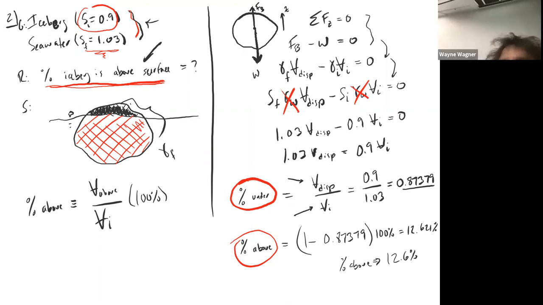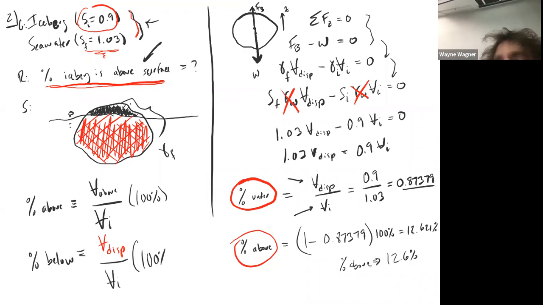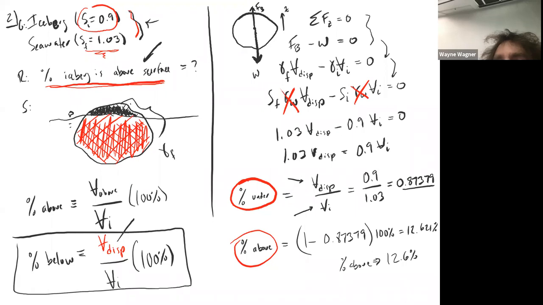But I do know that the percent below is defined as this bit right here, which we call the volume displaced. It could just be called the volume below if you wanted, divided by the volume of the ice, times 100%. What I recognize here is that these two quantities add up to 100%, right? Everything is either above or below. So if I know one of these two, I can get the other one. So I end up solving for this one because volume displaced is in my equations.